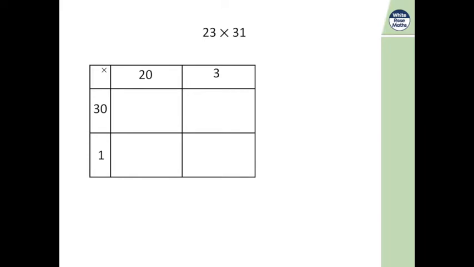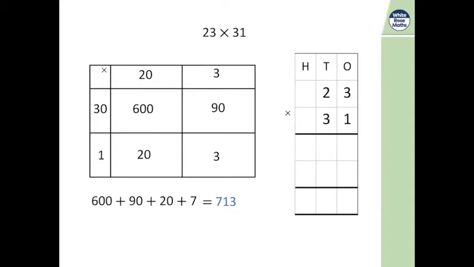23, so we partition the numbers. 31, firstly, 30 times 20 is 600. Well, 3 times 2 is 6. 30 times 2 is 60. So 30 times 20 must be 600. 30 times 3 is 90. 3 times 3 is 9. So 30 times 3 is 90. 1 times 2 is 2, so 1 times 20 is 20. And 1 times 3 is 3. Add them all up. Gives you a total answer of 713.